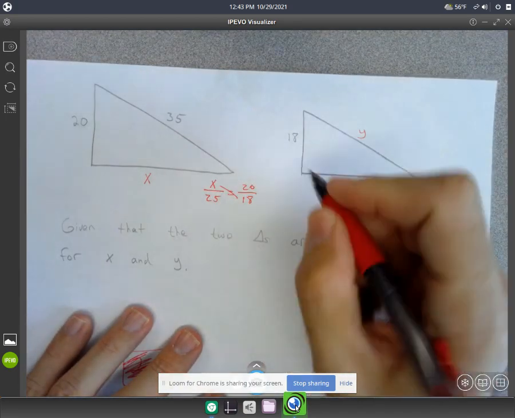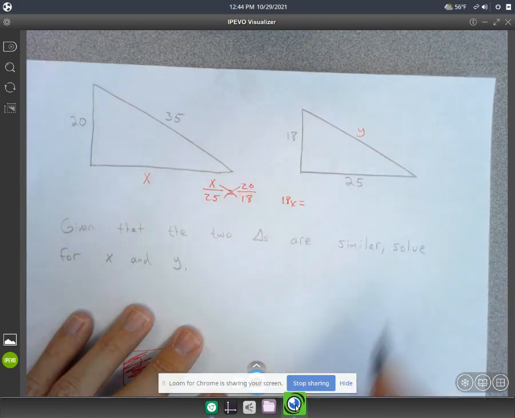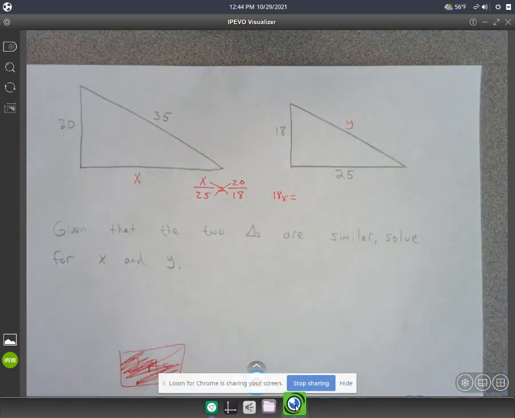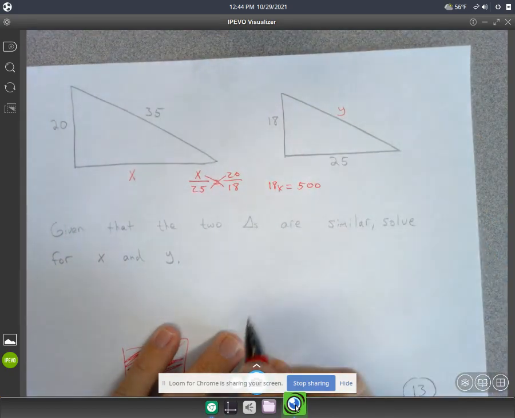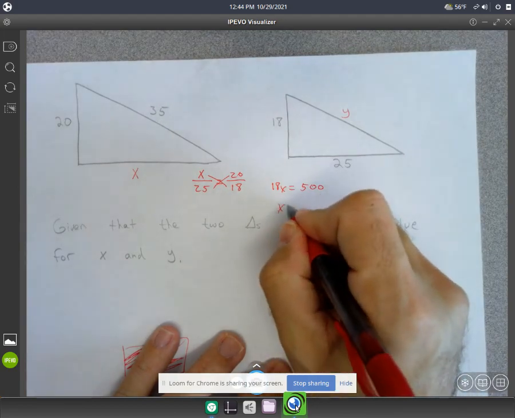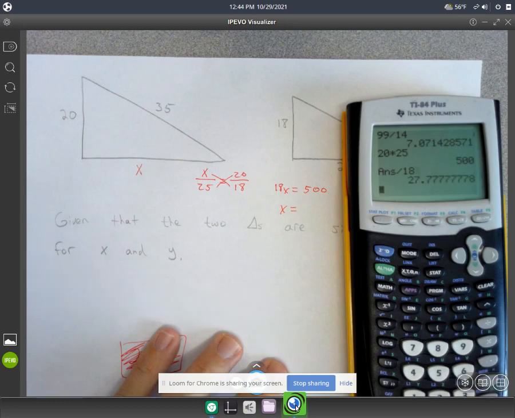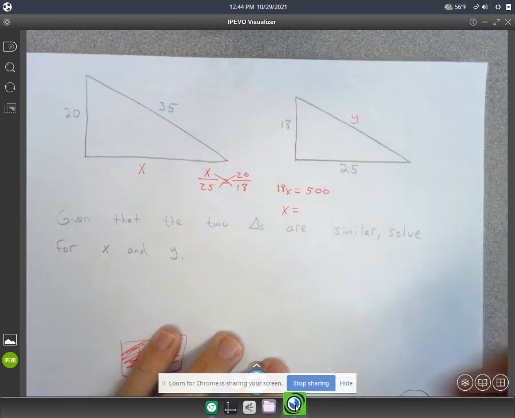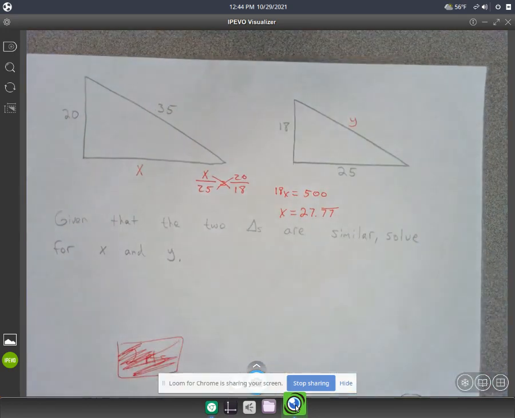All right, this will be 18x equals 20 times 25. 400, is it 500? No, 20 times 25. Oh, it is 500. All right, and then divide by 18. 500 divided by 18, 27.7. Little repeater bar there.